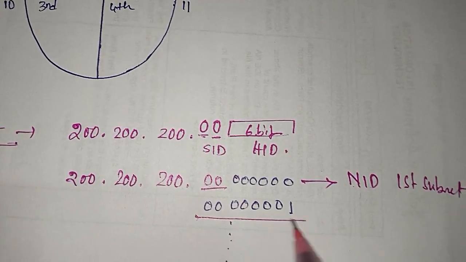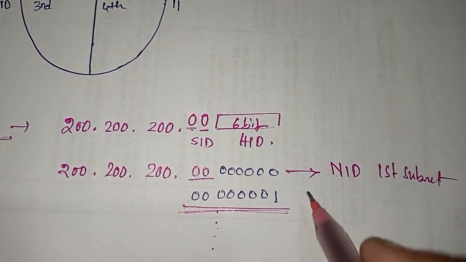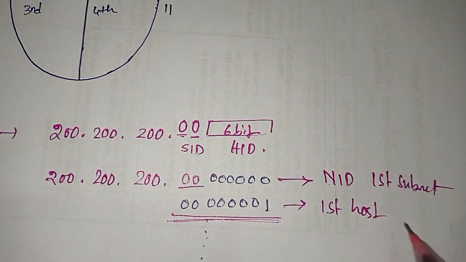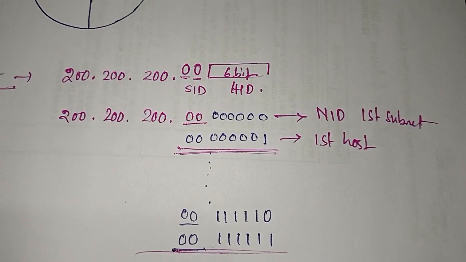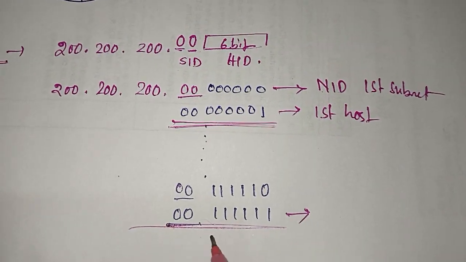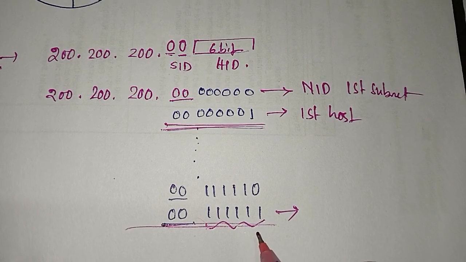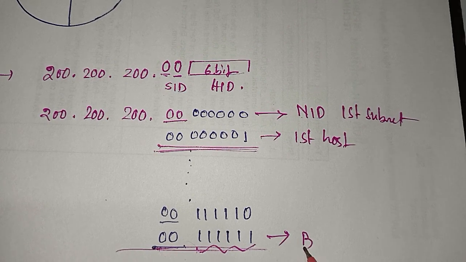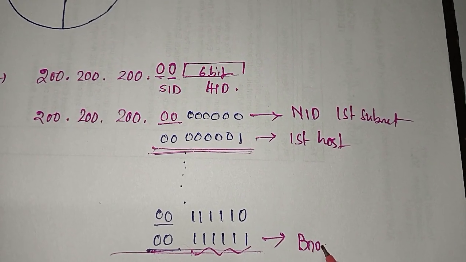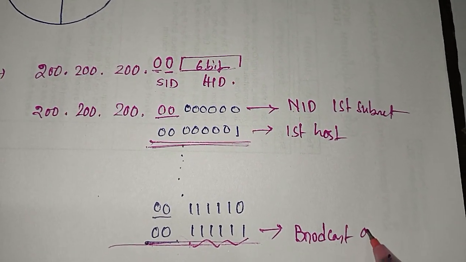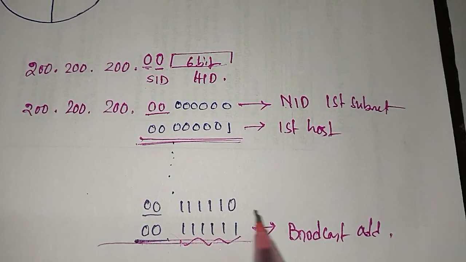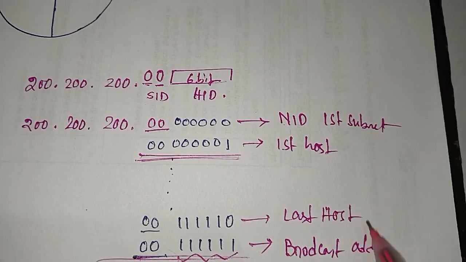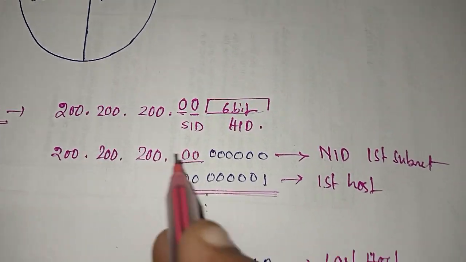So the first host ID assigned to any host is 00, the first host. Also, we know that when all host ID bits are one, it is not assigned to any host of the network. So this also represents the broadcast address of the network. So the previous one is the last host ID. From here we can find the range.